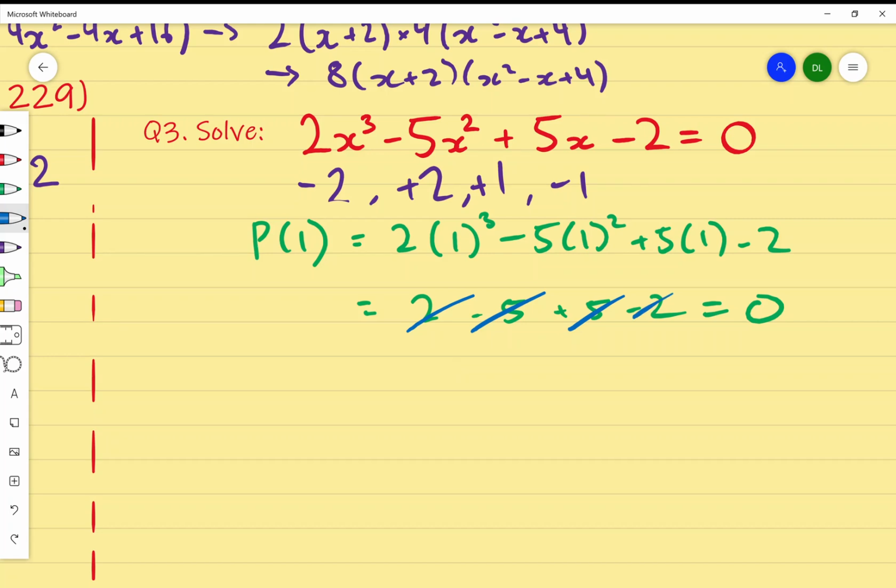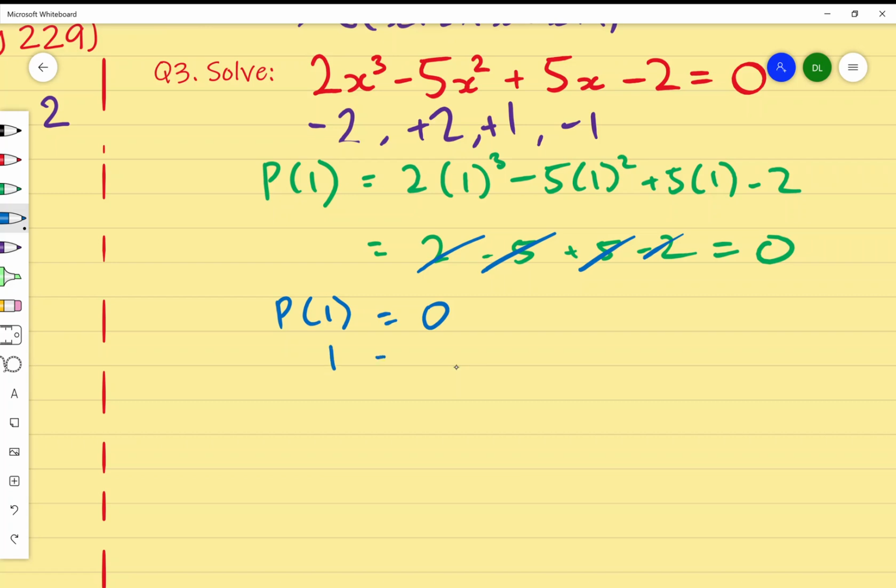Perfect. So if P of 1 gives me a 0, what is the actual factor, or what is the actual equation? I let 1 equal to x, and then I move it. So I might say, let's minus 1 on both sides. 0 equals x minus 1. That is the factor. Am I done?